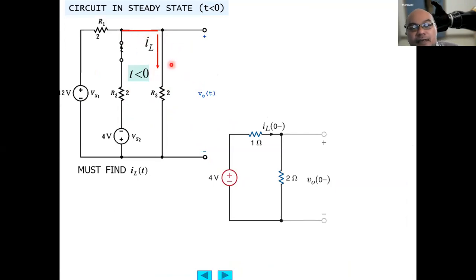We try to find this current iL at t less than 0. We can simplify here further. So this becomes 2 ohm, simplified into 4 volt. Okay, this value.